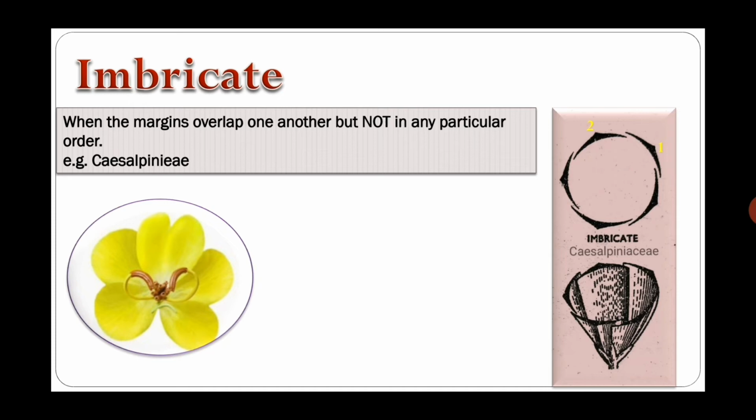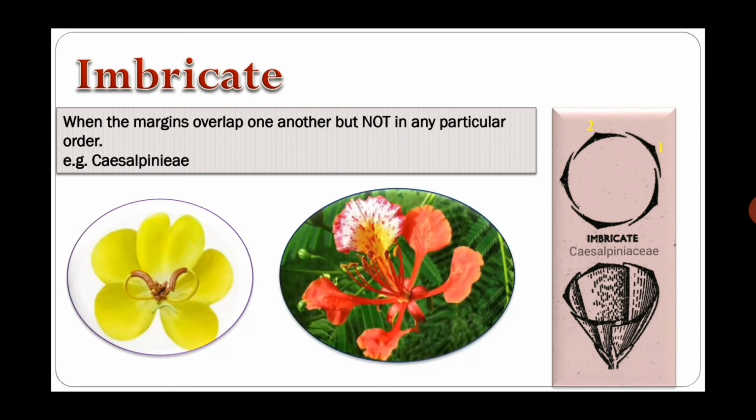So here in this picture you can see the cassia flower, which is showing the imbricate type of estivation. Then this is a Delonix flower, which also belongs to family Caesalpiniaceae. So this is also showing the imbricate type of estivation.